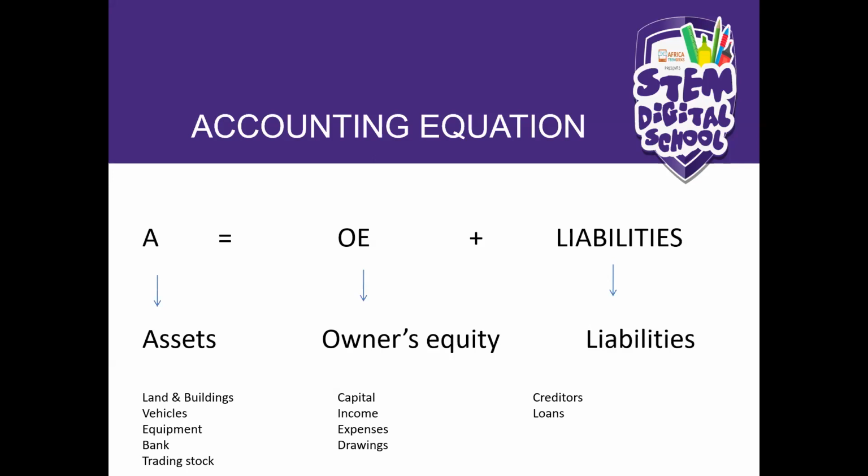And I've put it there for you. It is assets equals owner's equity plus liabilities. And you see the abbreviations that I'm going to use: A for assets, OE for owner's equity, and liabilities is just an L.